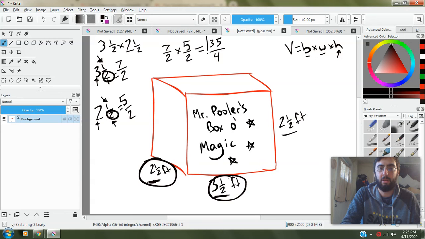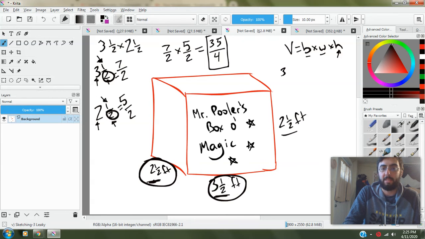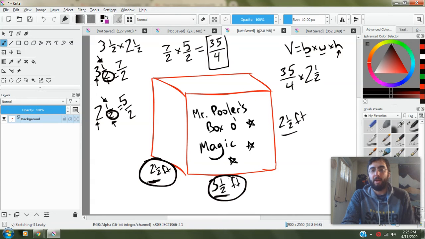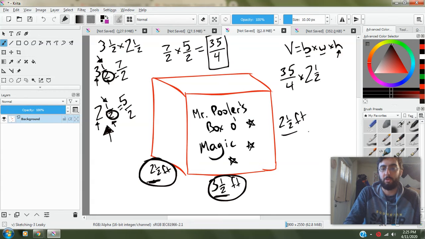So I'm going to keep 35 over 4 as is because now I'm going to multiply by 2.5. So now I'm going to set up 35 over 4 times 2.5. Now I need to change this into an improper fraction. Lucky for us, we already did it way over here on the left side of the screen. 2.5 is 5/2. So I don't need to go through that work again.